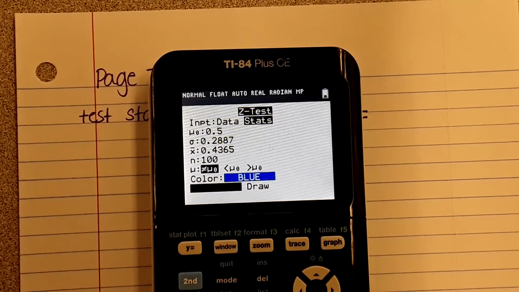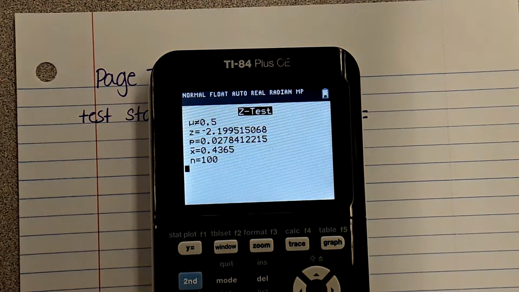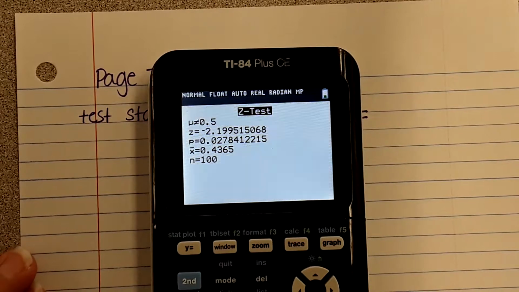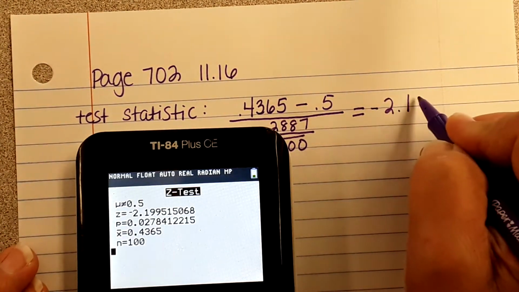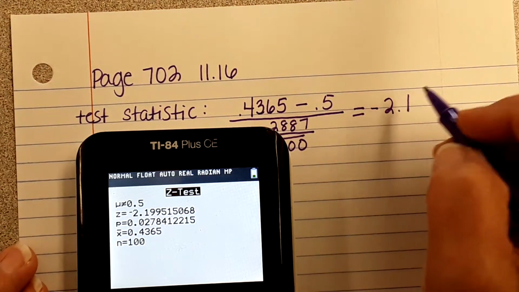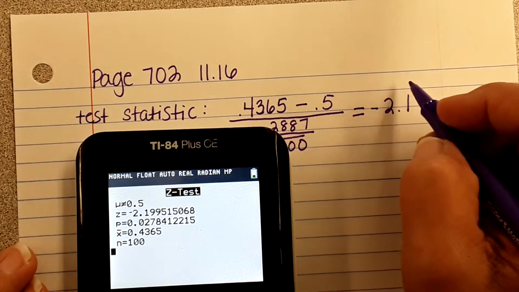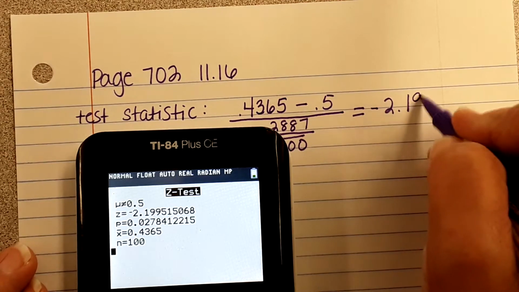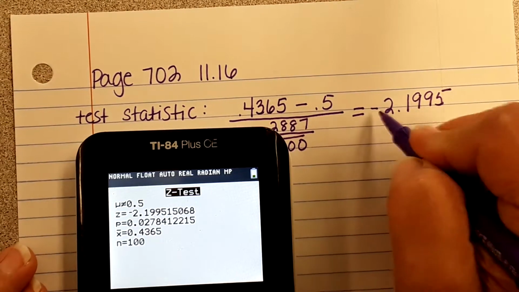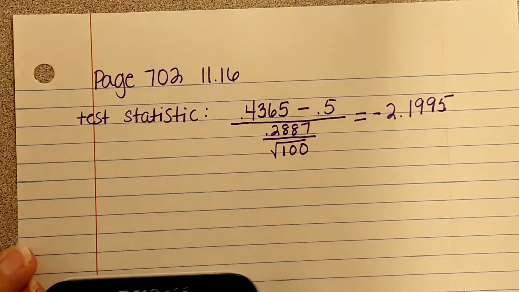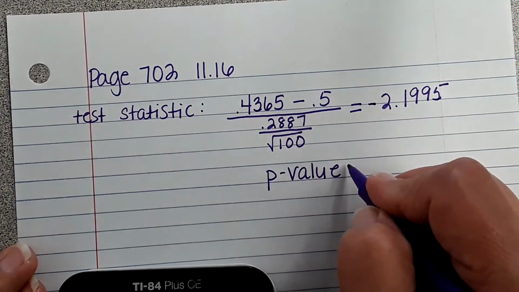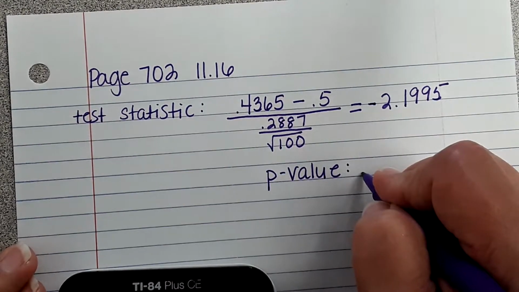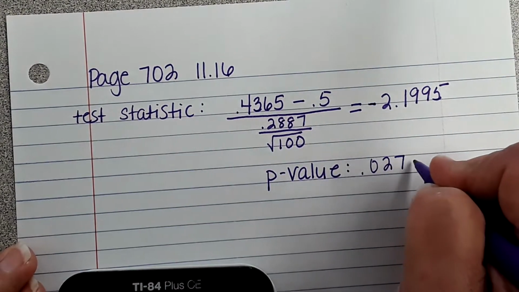Now we can draw, I'm going to show you both, okay? I'm going to show you how your calculator can do both. But there's our calculator. So our test statistic is negative 2.1. Oh, it's not 2.1, is it? Oh, maybe? Oh, 995. Oh, yeah. Okay. And then our p-value is... So let me tell you a little bit about the p-value. So our p-value is 0.0278.